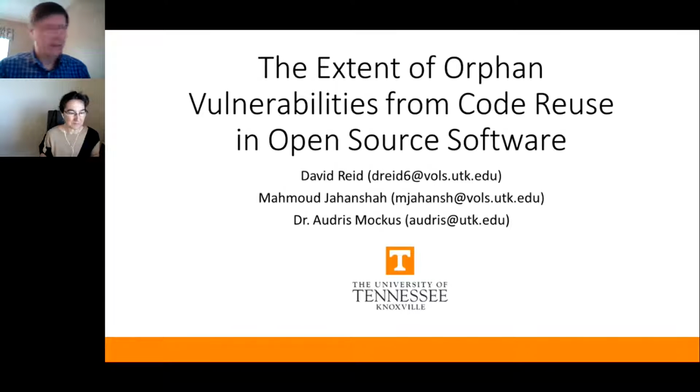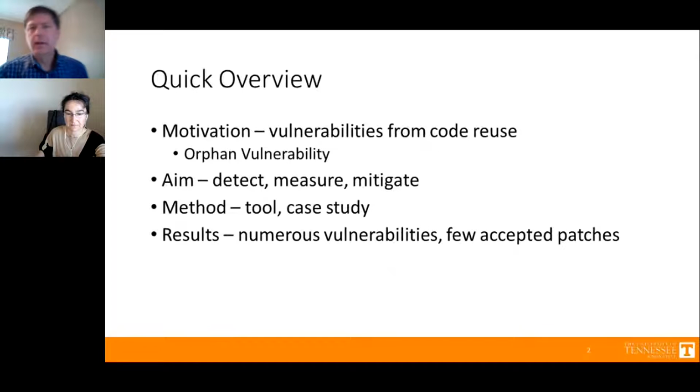I'm David Reid. I'll be presenting the paper, The Extent of Orphan Vulnerabilities from Code Reuse in Open Source Software. Our work is motivated by the security vulnerabilities and other bugs that are propagated through code reuse. Now, we specifically looked at cases where a security vulnerability is introduced into a project, it is copied and committed into other projects, it is then reported and fixed in the original project, but the fix is not propagated to the projects that copied it, often because there's no link from the child project back to the parent.